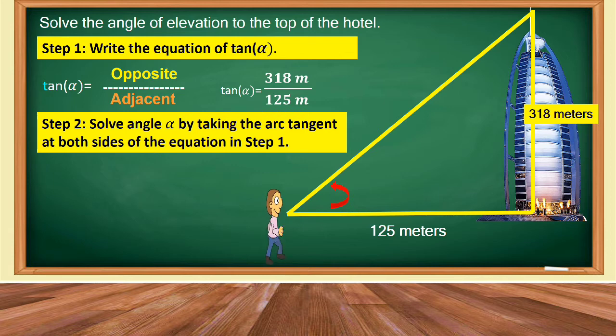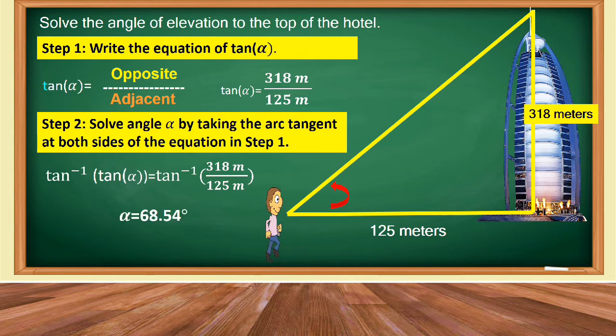Second step, solve angle theta by taking the arc tangent at both sides of the equation in step 1. We take the arc tangent of both sides. Using your calculator, that is equal to 68.54 degrees. Therefore, the angle of elevation is 68.54 degrees.